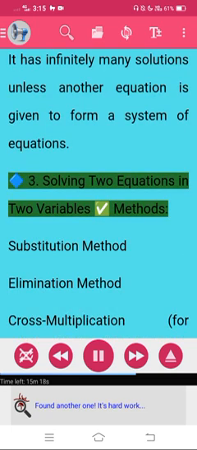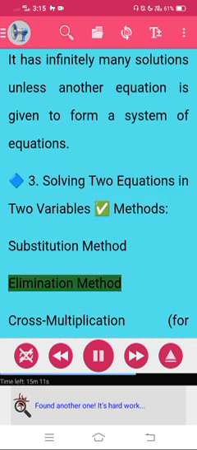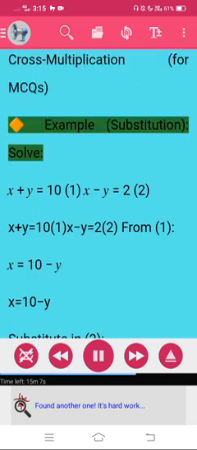Diamond 3: Solving two equations in two variables. Methods: substitution method, elimination method, and cross multiplication for MCQs.